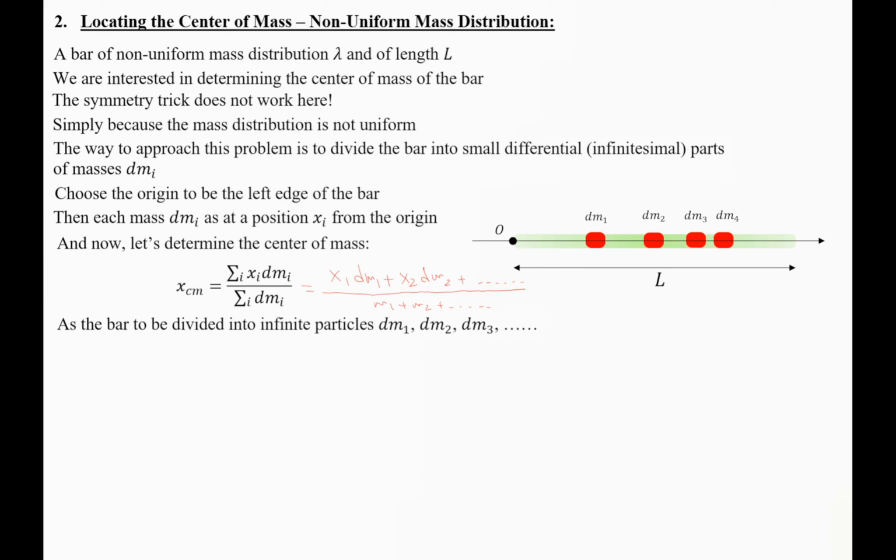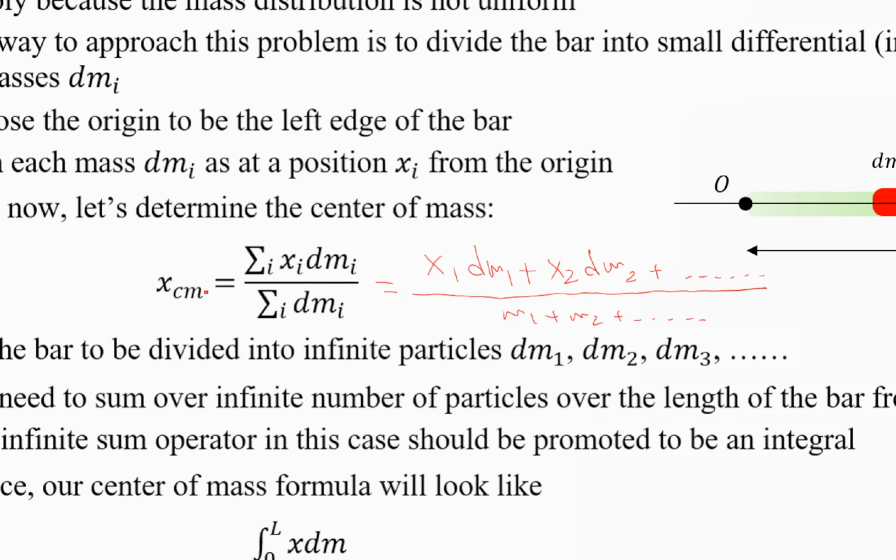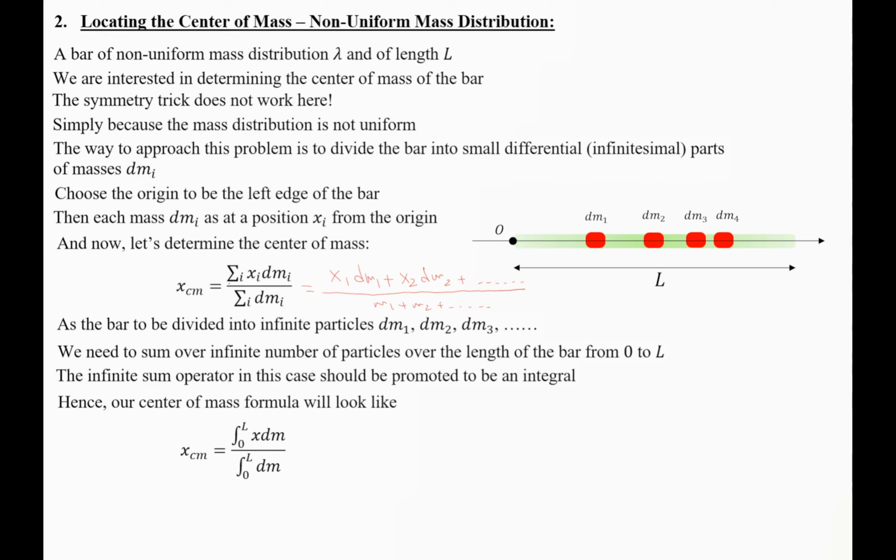As the bar is divided into infinite particles dm1, dm2, dm3, until we reach infinity, we need to sum over an infinite number of particles over the length L of the bar, from 0 to L. In this case, the infinite sum operator should be promoted to an integral. Hence, our center of mass formula will look like that. The trick here is that since i is being summed from 0 till infinity, this can be replaced by a continuous sum, which is known as the integral, and we know how to integrate.